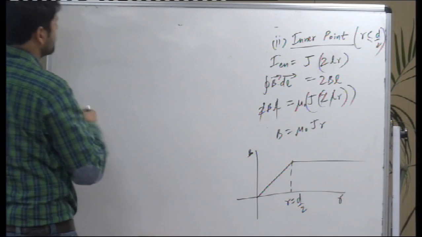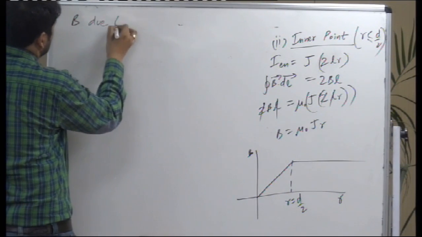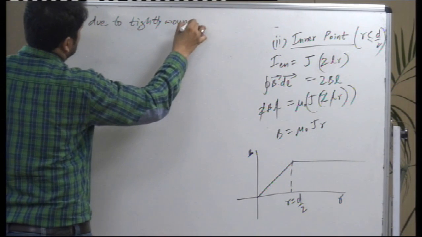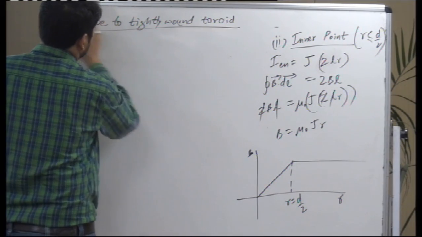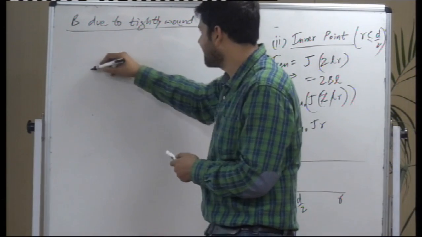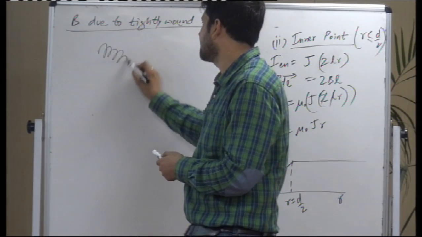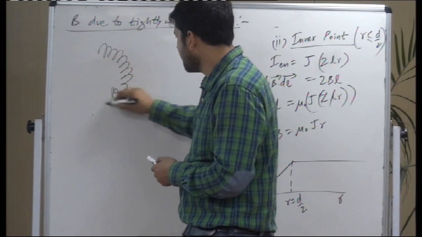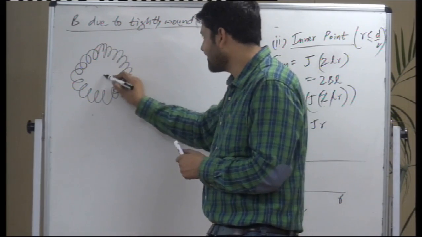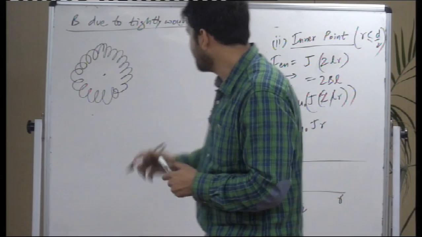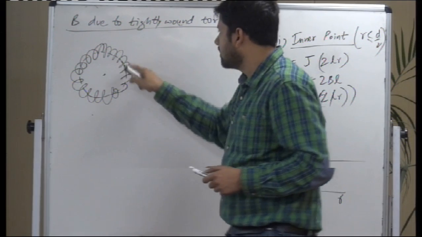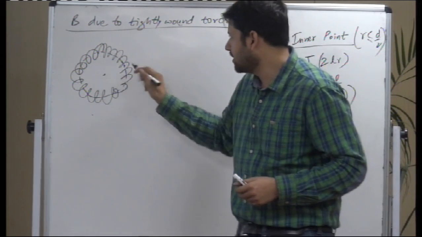Now last but not the least, B due to a tightly wound toroid. Now this you already know. After all this difficult stuff, this would feel like heaven. My toroid is not exactly a circle, sorry. This is not the axis. The axis would be this actually. This is the mean radius.